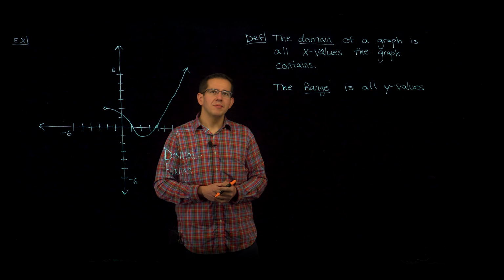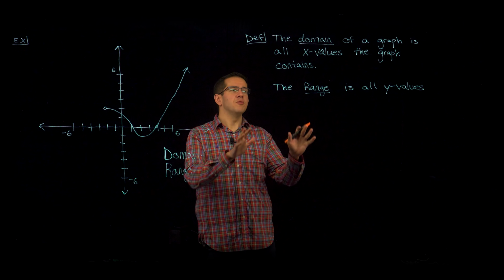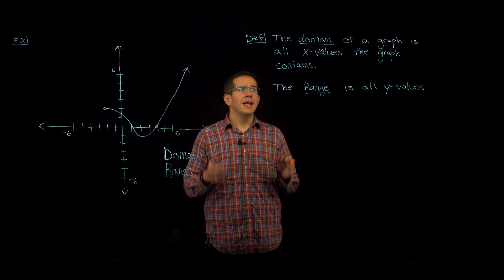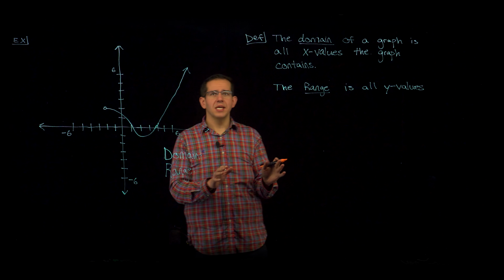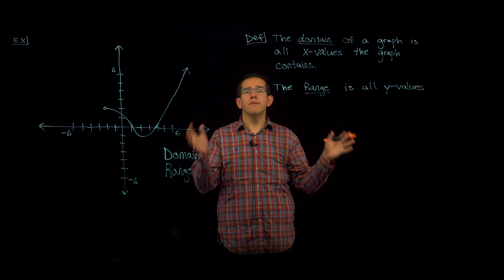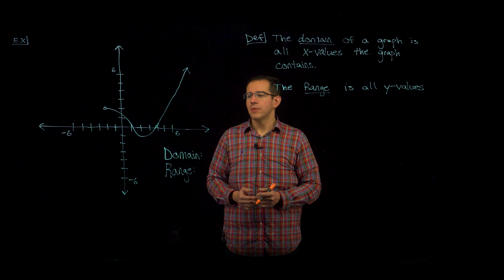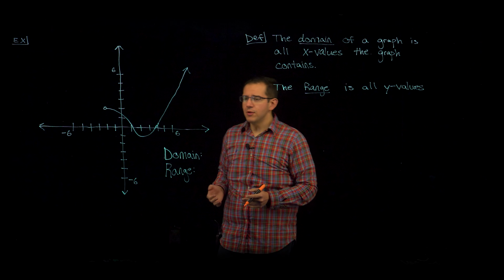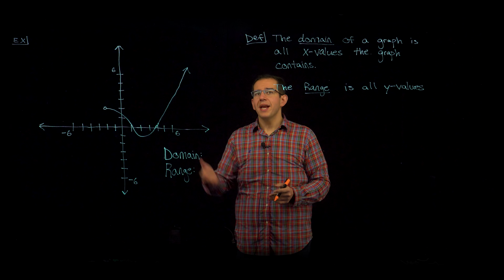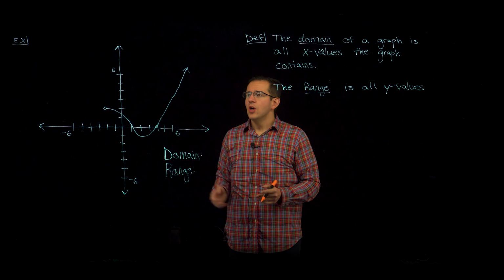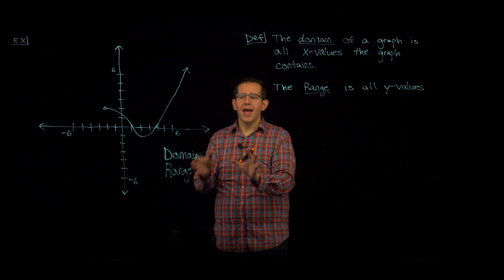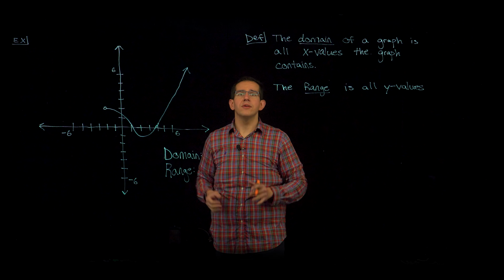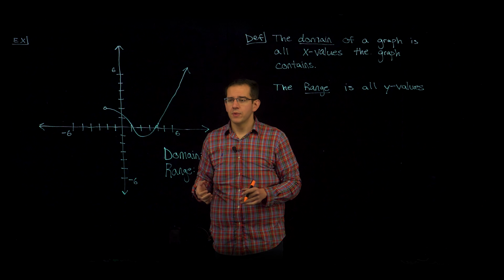So for this problem, I'd like to talk about the domain and range. Now the domain of a graph is all x values the graph contains, and the range is all of the y values it contains. So if we look at this example, and we want to find the domain and range of the graph, all we have to do is look at every x value contained in the graph to find the domain, and every y value contained to find the range.